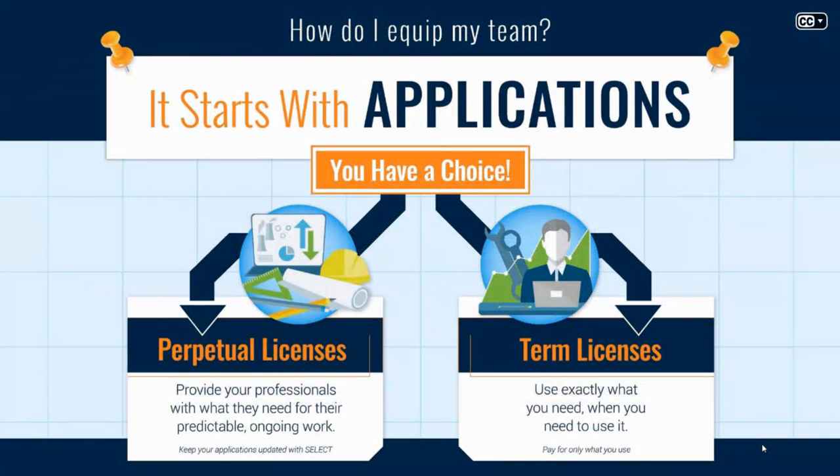So how do project delivery and owner-operator organizations equip their teams? It starts with applications, and with Bentley, you have a choice. You can purchase perpetual licenses to provide your professionals with what they need for their predictable, ongoing work, and your applications are kept continuously updated through Select. For spikes in your work, you can also choose to use term licenses. With term licenses, you use exactly what you need when you need it, and you only pay for what you use. With Bentley, you have a choice.